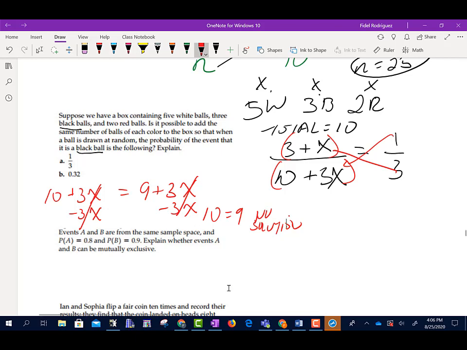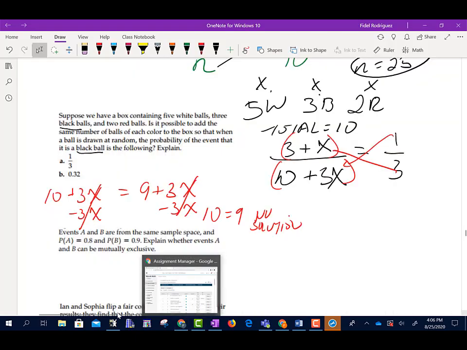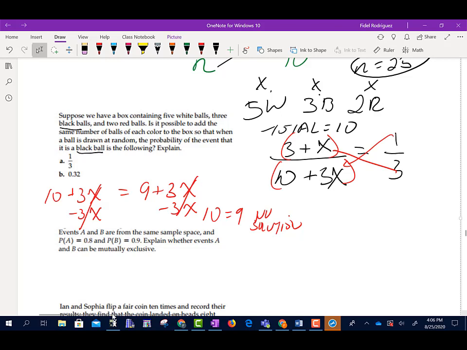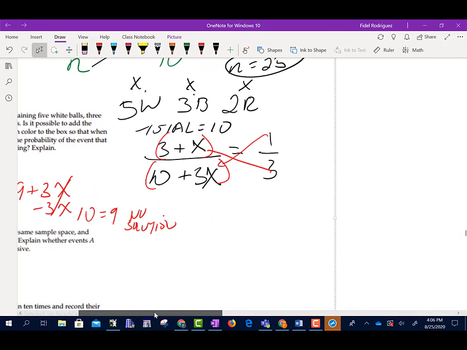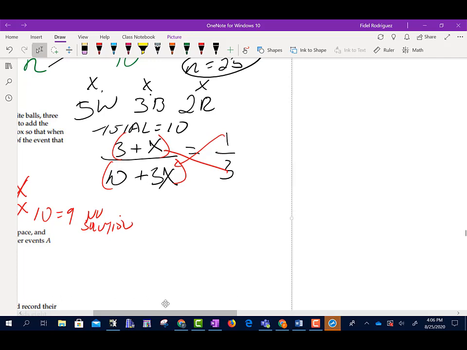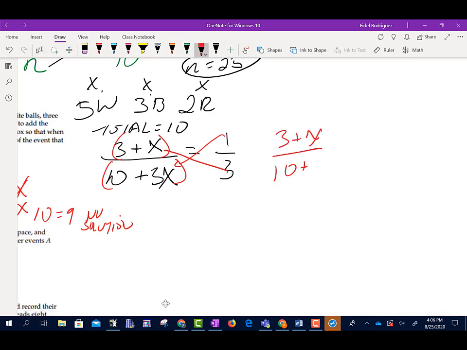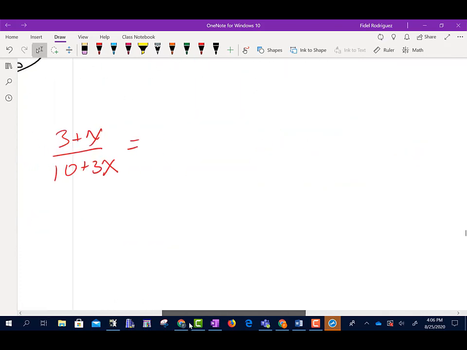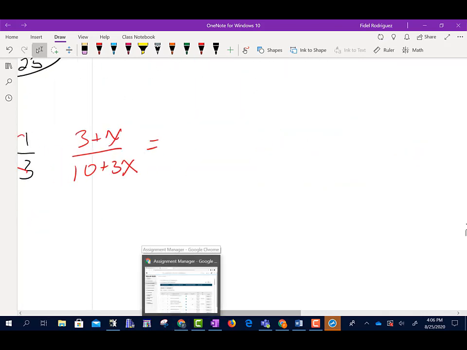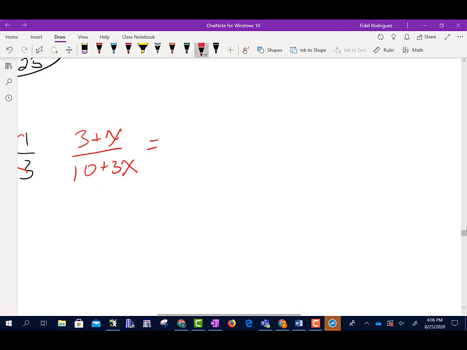All right, I can't do that one, but maybe we can do part B. So part B, I'm going to set it up the same way. (3 plus x) over (10 plus 3x) is going to be equal to, I want to say part B said something like 0.32. Just move that out of the way. 0.32 all over 1. So let's multiply. 1 times all that will still be 3 plus x.